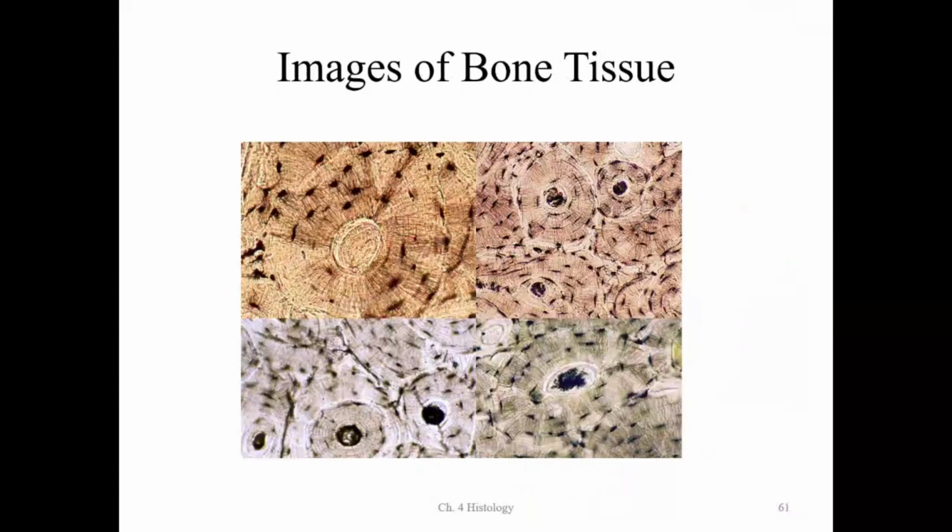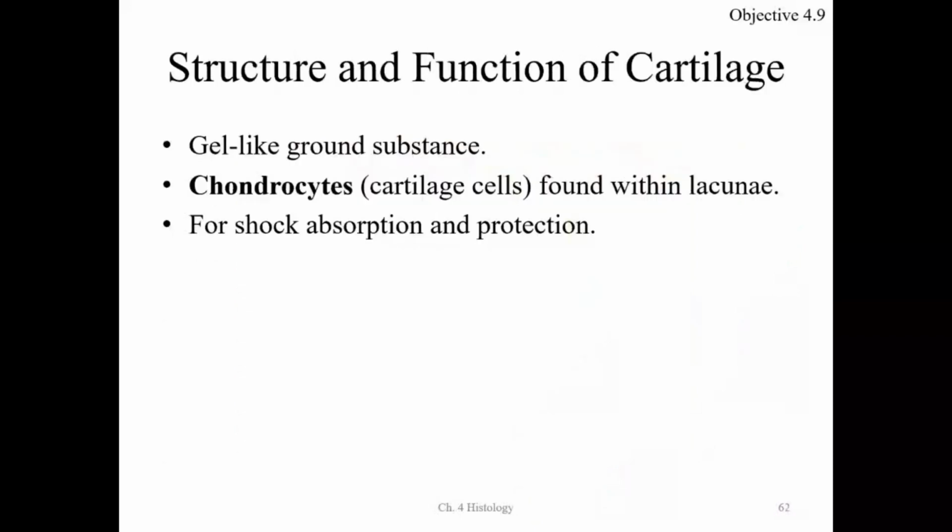Okay. Now here is bone. Pretty easy to see bone. We can see all the structures. We can see the central canal, the osteons, the central canal, the lacuna, and the canaliculi. Okay? You can see these all on these images.